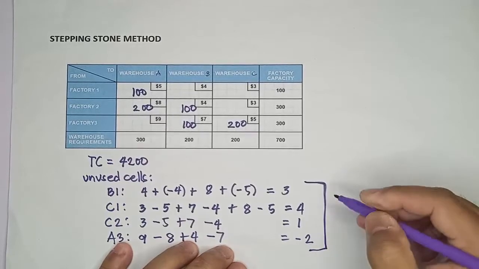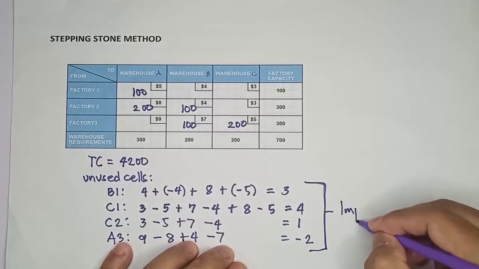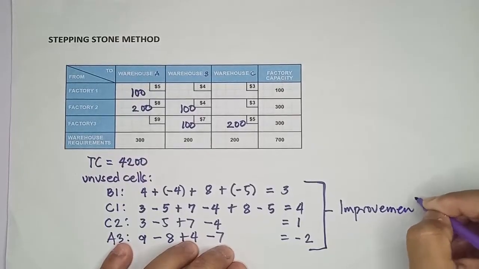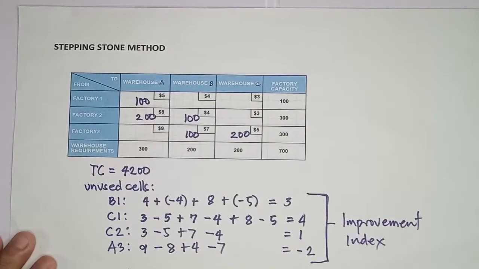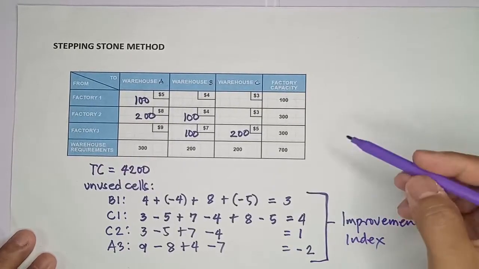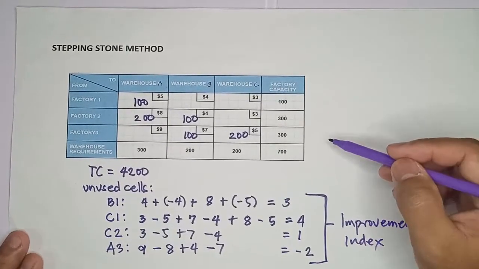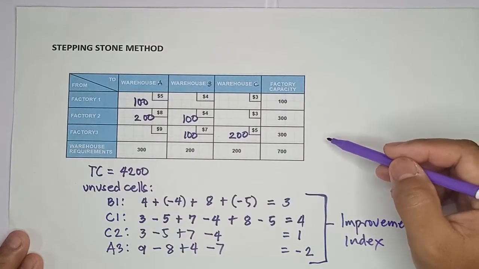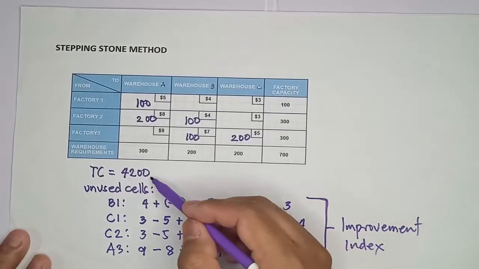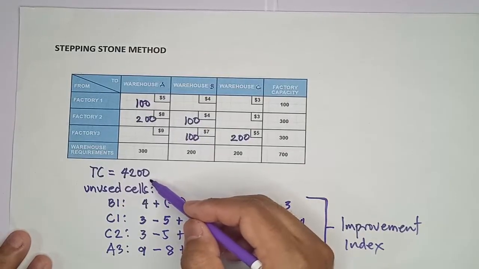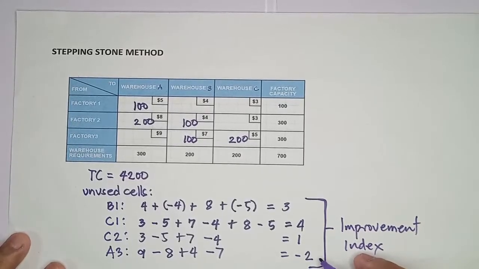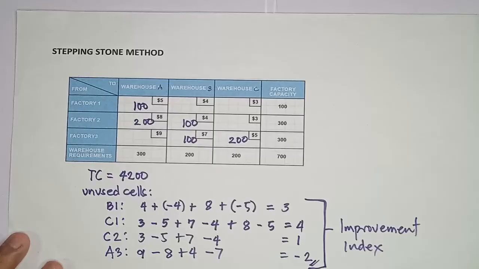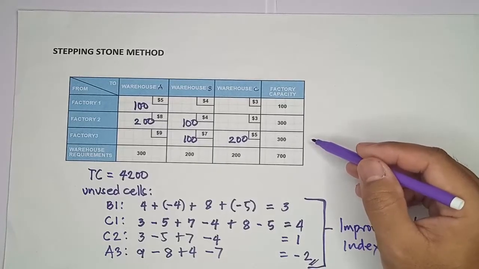These numbers, we're going to call them improvement index. If the improvement indices are all positive, it means the solution is already optimal and we can no longer improve the solution, therefore this value will be the lowest transportation cost using this allocation. But since we have a negative number on the improvement index, we can still improve this initial solution.